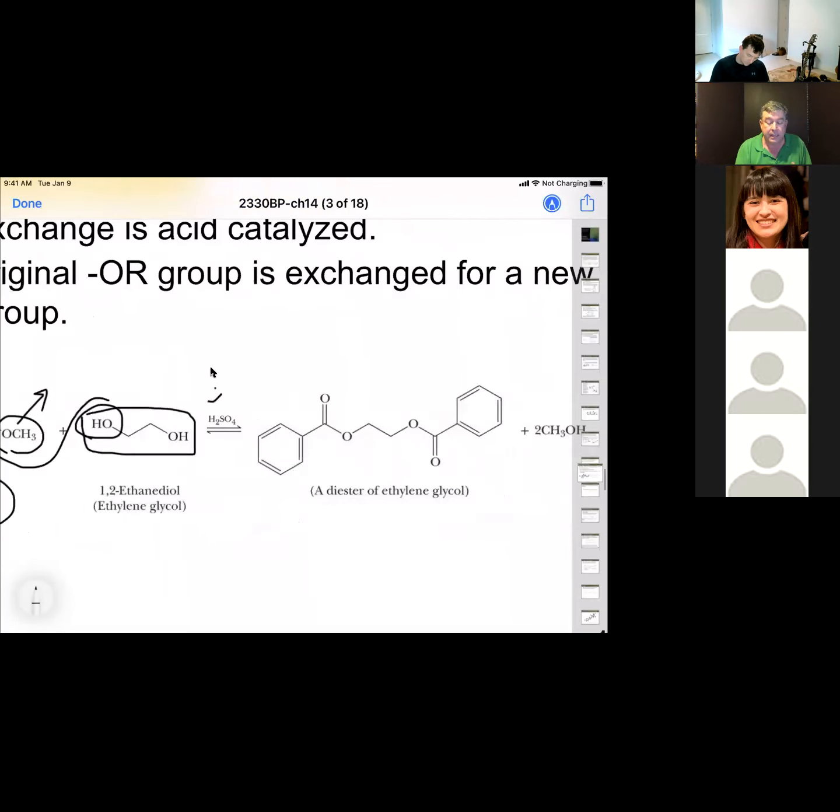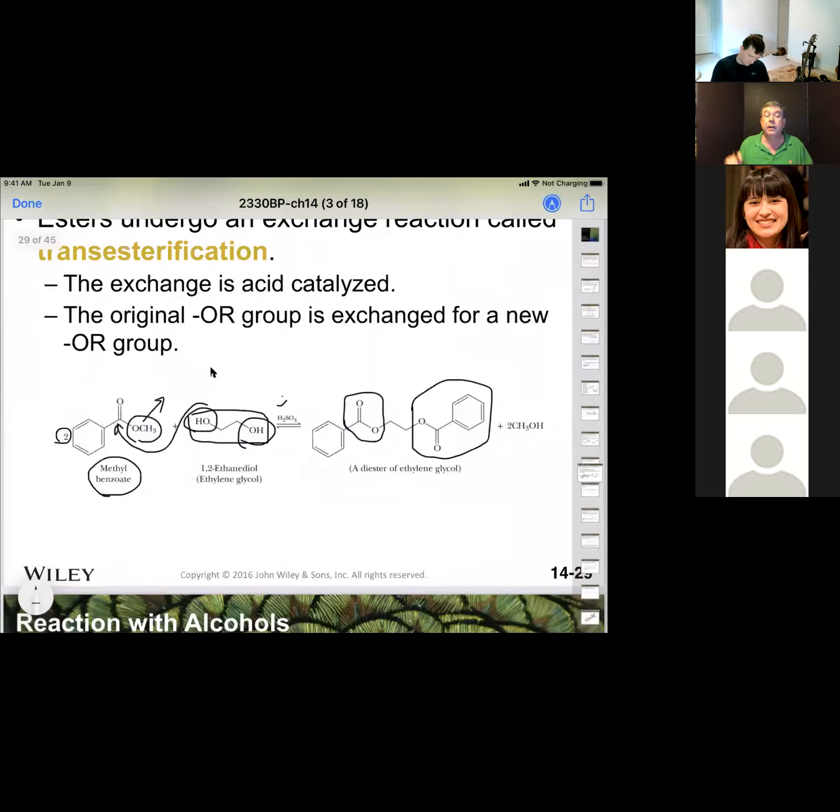drive the product to completion. In this case, because we have two alcohols, we have an ester on one side of it and an ester on the other side of it. And this just happens to be the diester of ethylene glycol. Okay. So again, that acid catalyzed hydrolysis or trans-esterification is a reversible reaction, but we can force it to go by adding a whole bunch of one alcohol or removing one of the alcohols.